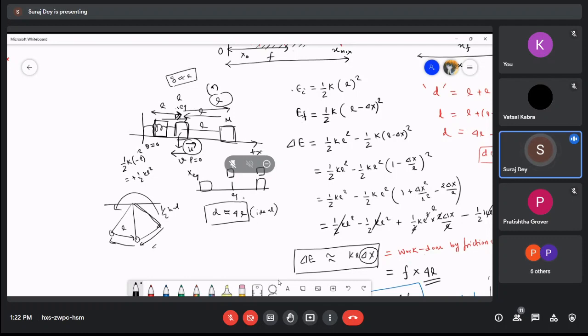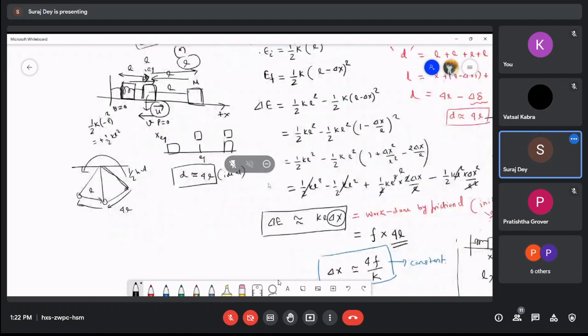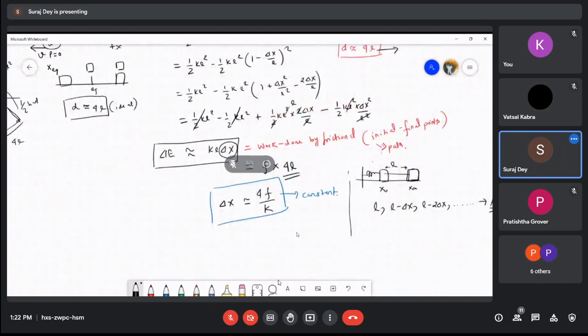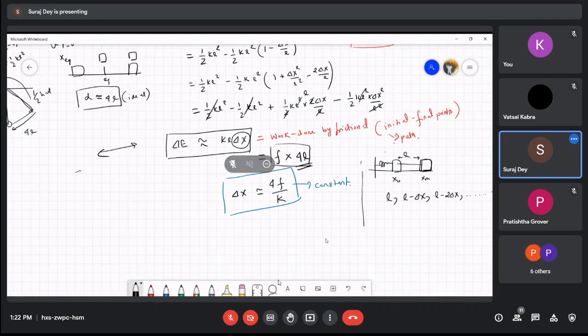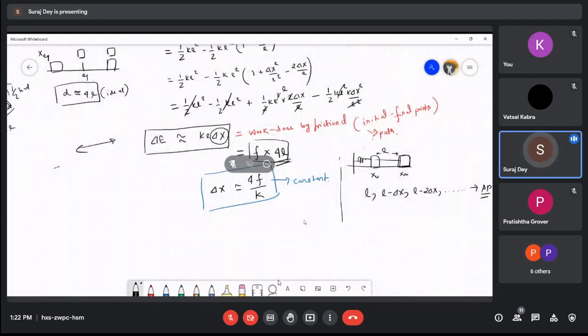So this is L, so this entire thing is 4L. And the friction work will depend on this entire journey, this entire back and forth journey. So the work done is F times 4L. And so this gives you what delta x is, and delta x is a constant. This friction force is assumed to be constant in the problem, and the spring constant is a constant.